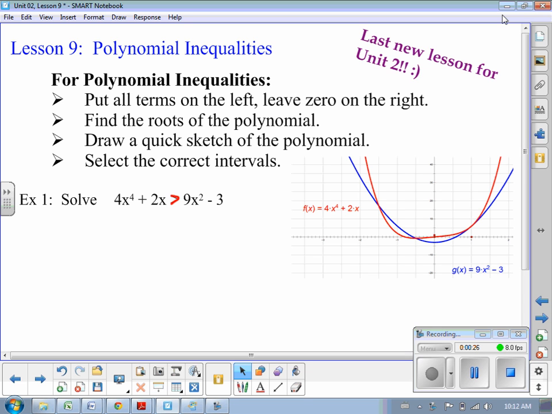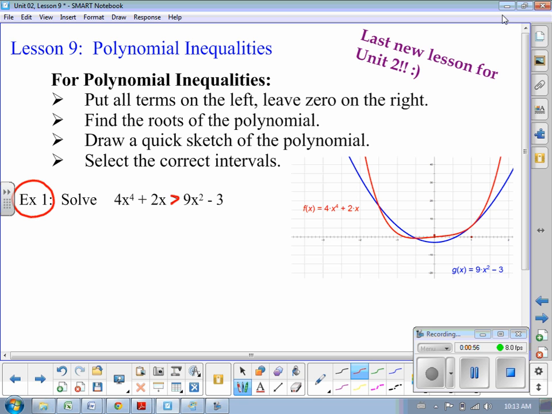So the first thing we want to do is just make sure that we understand what this question is asking. For now, don't worry about the steps, but we're just going to look at this Example 1 and see what the question actually says. So we're trying to solve for when 4x to the power 4 plus 2x is greater than 9x squared minus 3. And because this is our example, I've included the diagram to the right of what the two functions look like if we were to graph them on top of one another.